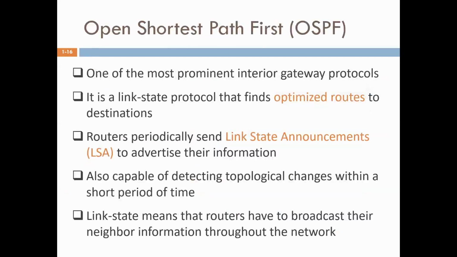Now, OSPF is a link state routing protocol. It basically finds the optimum paths, and every router that is running OSPF will have the full view of the network. So the way it works is that routers will periodically send something called link state announcements. These link state announcements will have the entire routing table of a router, saying basically, in order to reach this router, the cost is X.